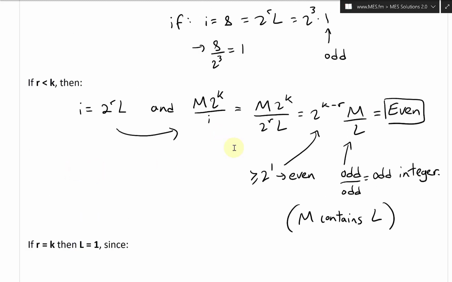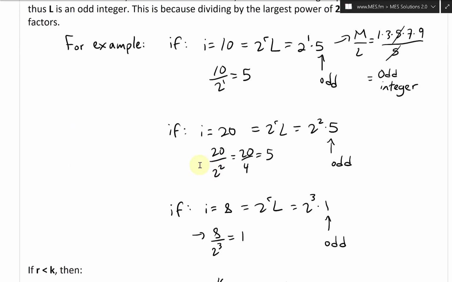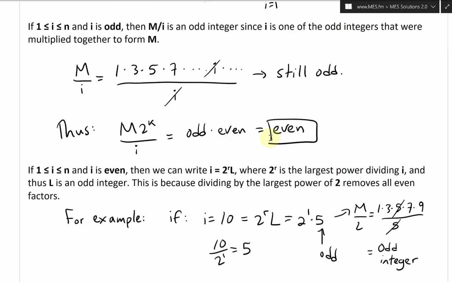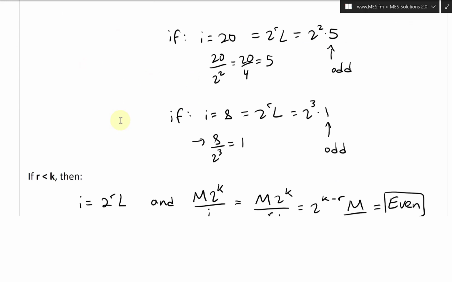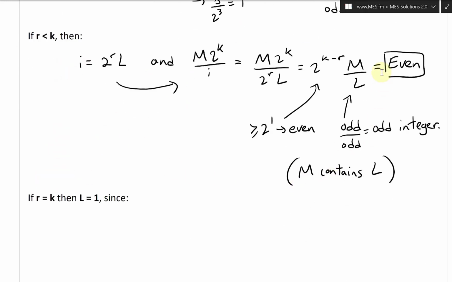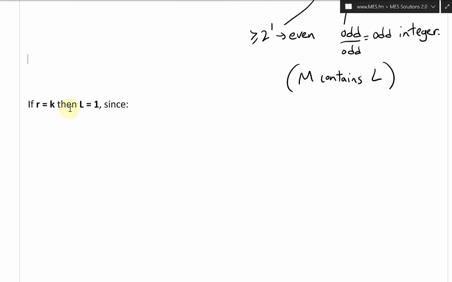Alright, so now the last one to check. Basically this is saying all the terms m times 2^k divided by i are even when i is odd. It's even when i is even and r is less than k. So this is even. But now let's check when r equals k. Then L has to equal 1, since if L is greater than 1, that means L is going to be greater than or equal to 2, but we know it's supposed to be odd. But anyway, let's just say it's greater than 1.